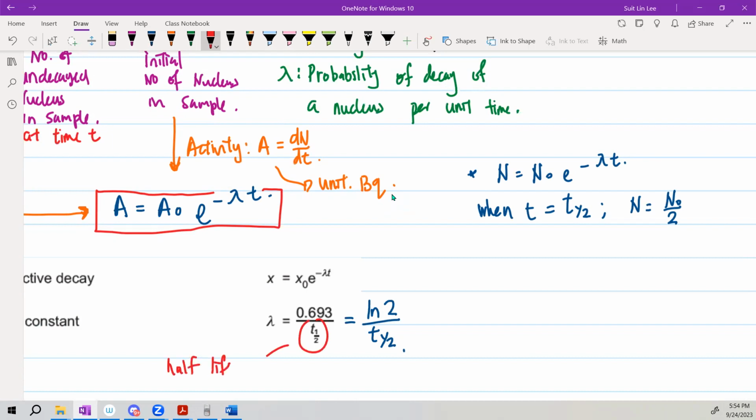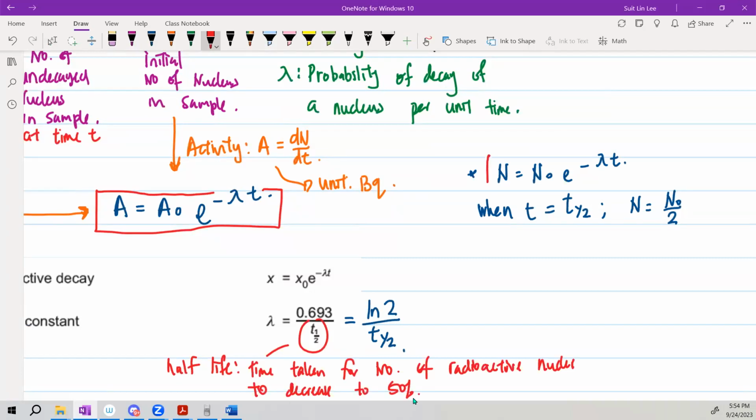Half-life. Time taken for the number of radioactive nuclei to decrease to 50% or half.